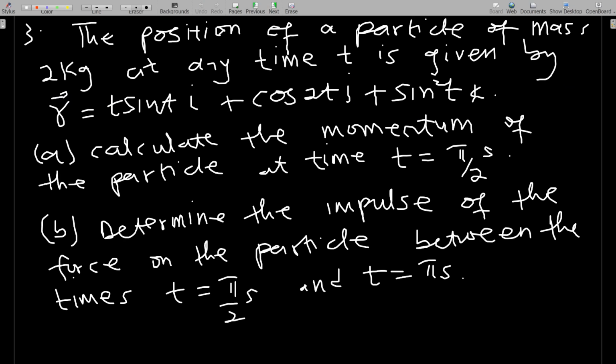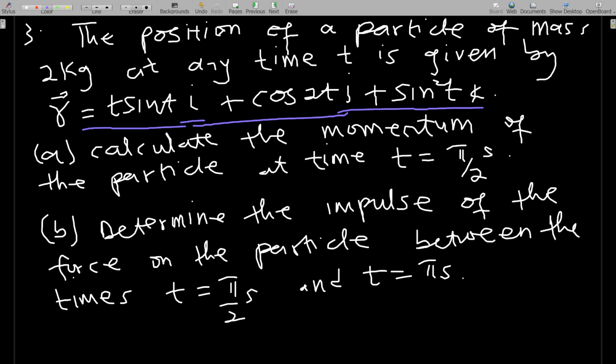Now the position of a particle of mass 2 kilograms at any time t is given by r of t equals t sine t i plus cos 2t j, then plus sine squared t k. So keep this. Now the first question is to calculate the momentum of the particle at time t equals pi over 2 seconds. And the second is to determine the impulse of the force on the particle between the times t equals pi over 2 seconds and t equals pi seconds.